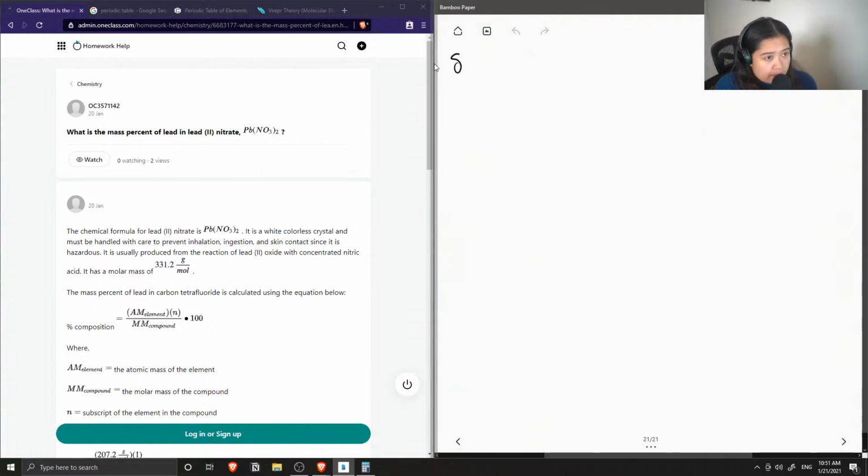Okay, so question number 8. What is the mass percent of lead in lead nitrate? And they have Pb(NO3)2.